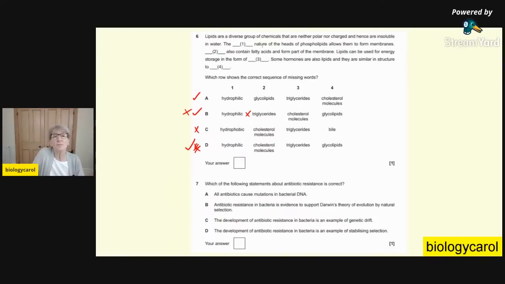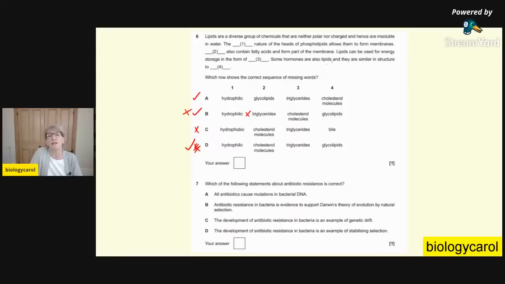And there's something that something also contain fatty acids and form part of the membrane. I know cholesterol molecules form part of the membrane. I don't think they have fatty acids in them. And I'm kind of thinking glycolipids do, because glycolipids are just lipids with some carbohydrate on them. So I'm veering towards A at the moment. Lipids can also be used for energy in the store of triglycerides. I'm still thinking A, definitely B's out. So I'm still thinking either A or D.